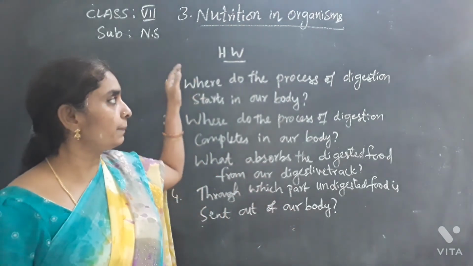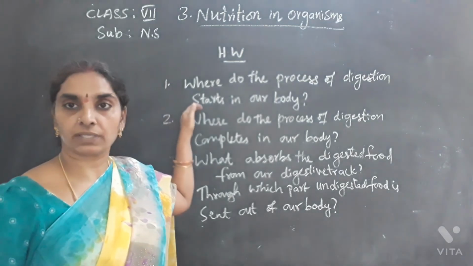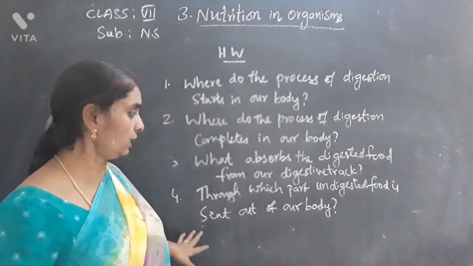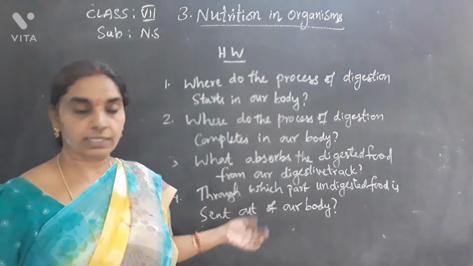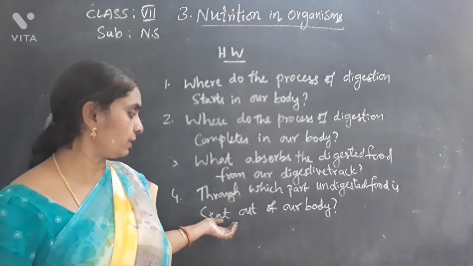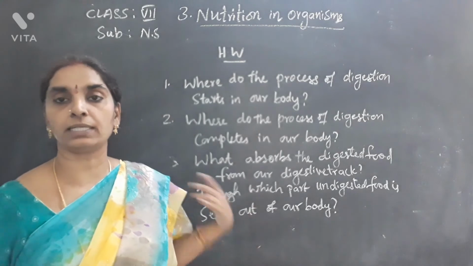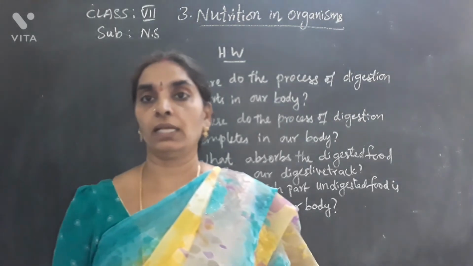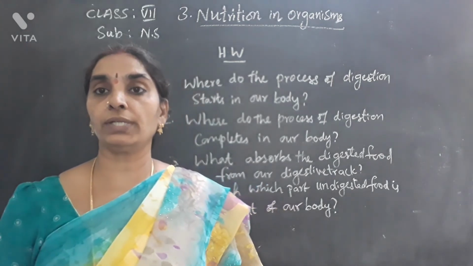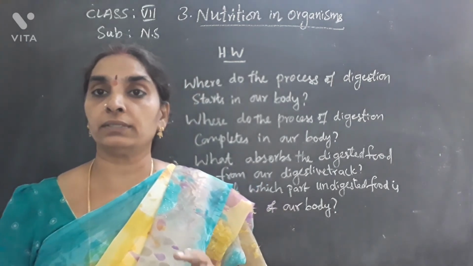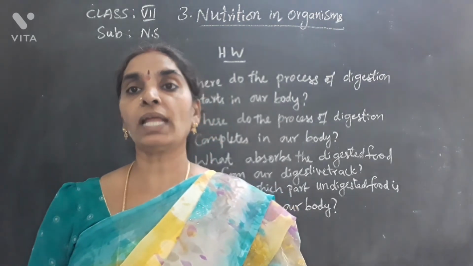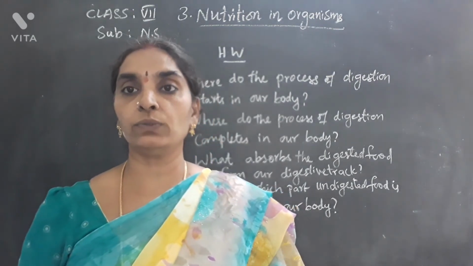That is the process of digestion. It starts from where it starts and where it ends. From the buccal cavity to the anus, where the undigested food is sent out, isn't it? So how it takes place, you can write it all well. So I hope you have understood today's class well, and the class is mainly related to the human digestive system. So what happens to the food when you eat?